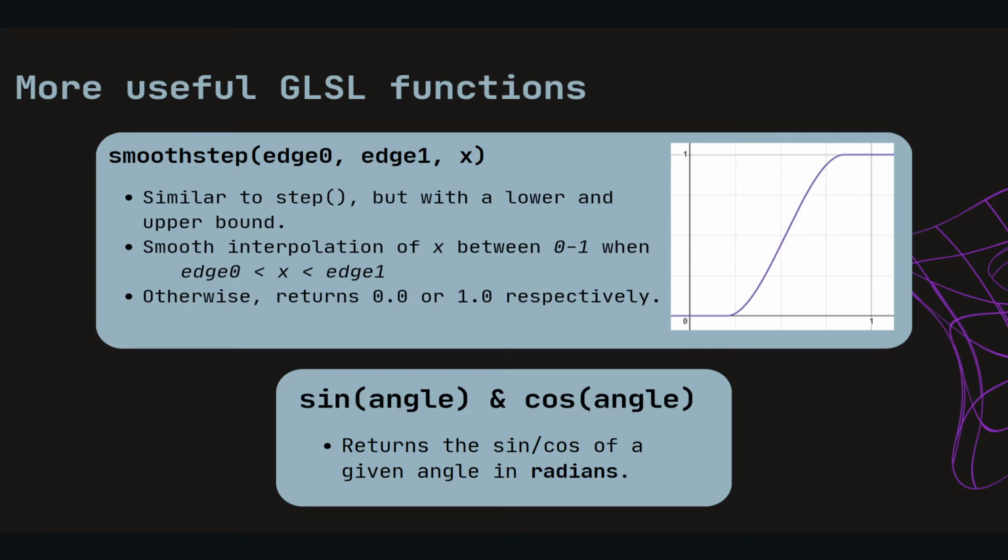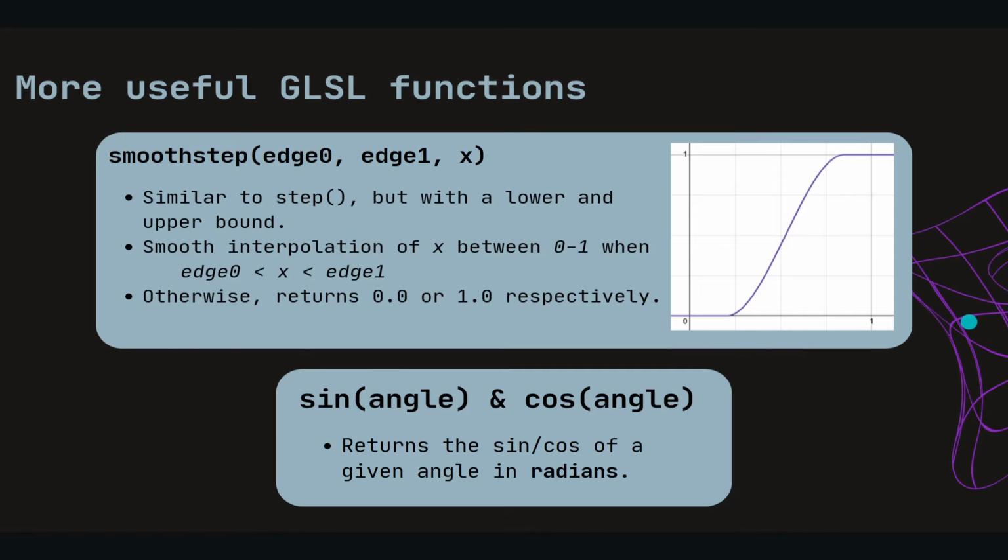Smoothstep is similar to step, but instead of immediately returning 0 or 1, you can define two edges. It'll return 0 or 1 on the outside of those edges, but between those edges it'll return a smoothly interpolated value, different from linear interpolation. You can kind of see the graph there. That's sort of how it'll look.